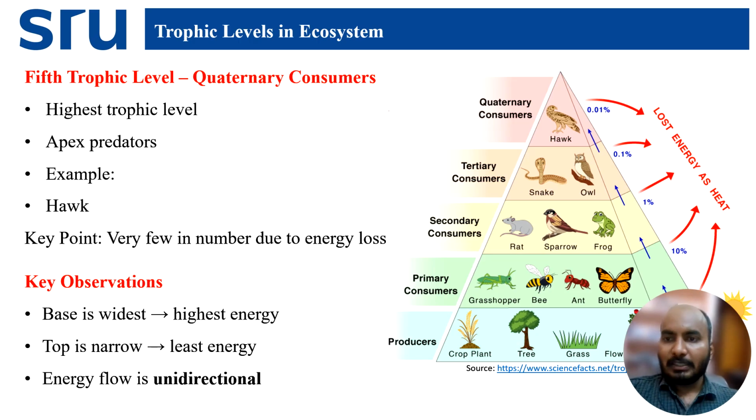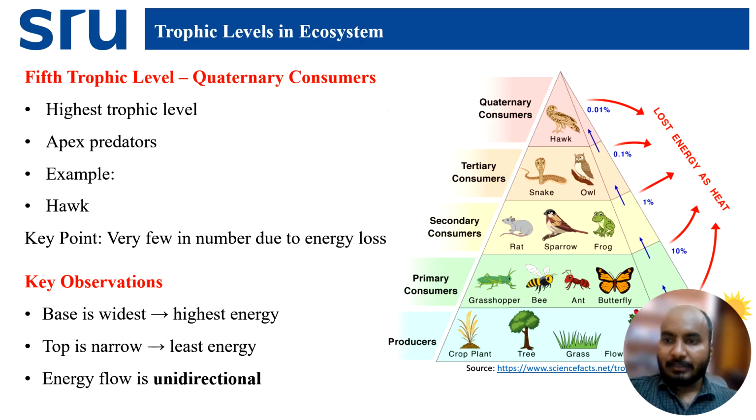You can also see from this figure the key observations: the structure of trophic levels is in the form of a pyramid, from producers to quaternary consumers. The base is widest, like the producers, so it indicates the maximum amount of energy. The base is widest because the highest energy is available, and the top, the quaternary consumers, is narrow because the available energy is least.